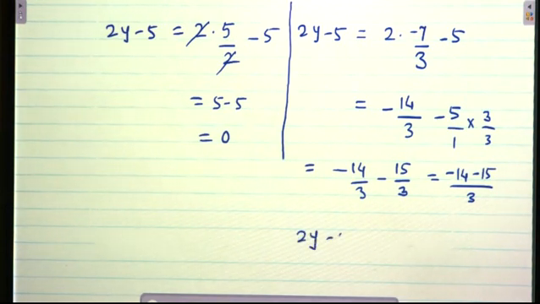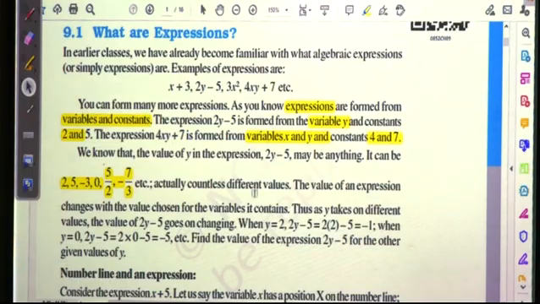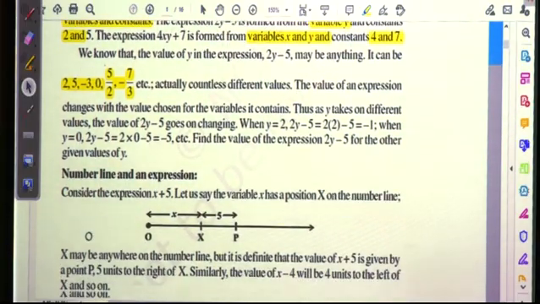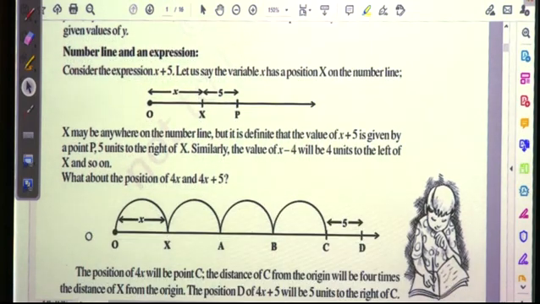The final answer of the expression 2y minus 5 is equal to minus 29 upon 3. In this way, we see that when the value of y changes, the value of the expression also changes. Proceeding further, let us see the next part, number line and an expression.